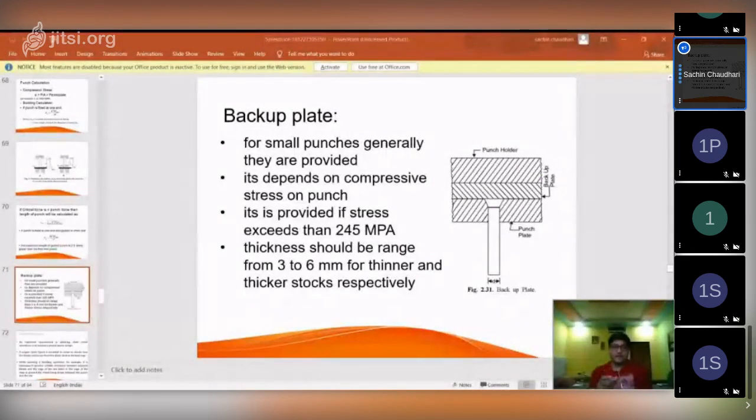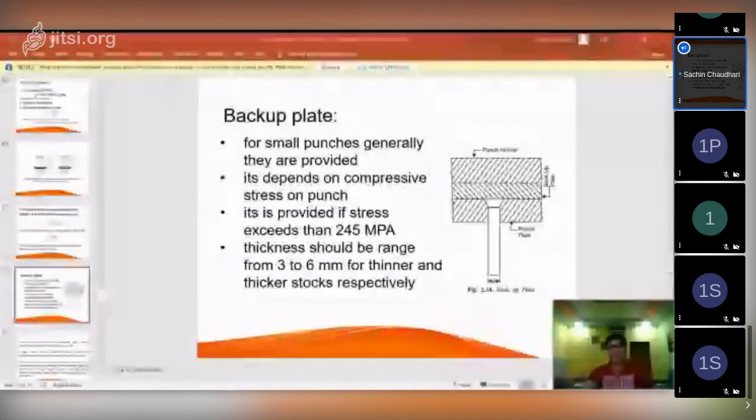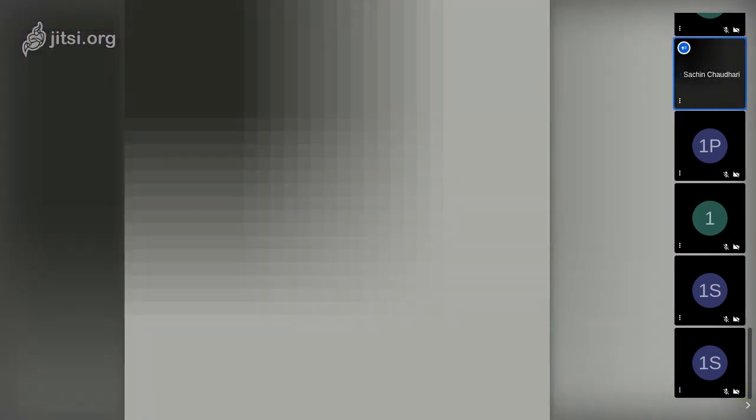It also provides insurance against punch deflection when the punch does not have any flange or shoulder, such as shown in your figure. See guys, here there is no flange provided. Whenever you are going to use this kind of punch, you can use a backup plate. So it provides a base and insurance against punch deflection when there is no flange on the top face of the punch.